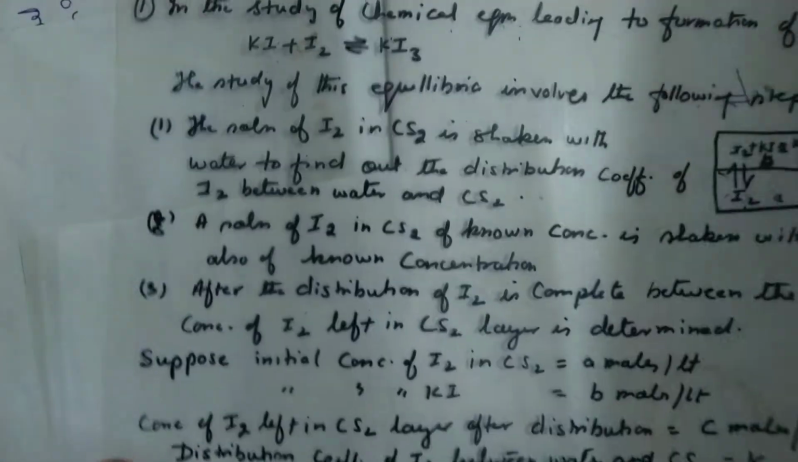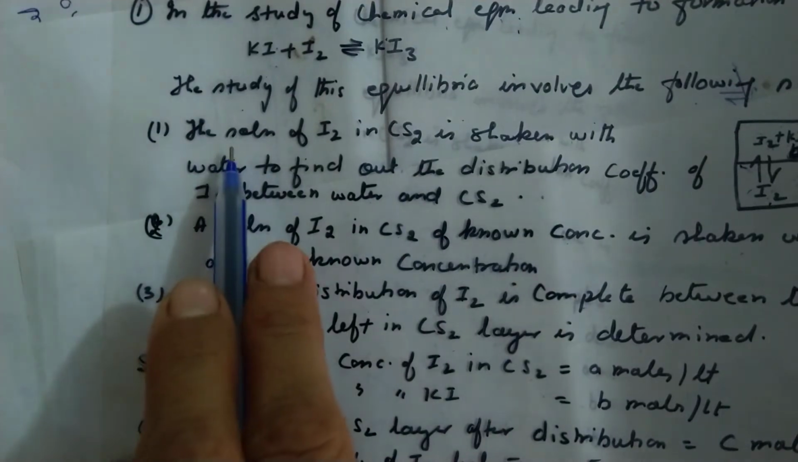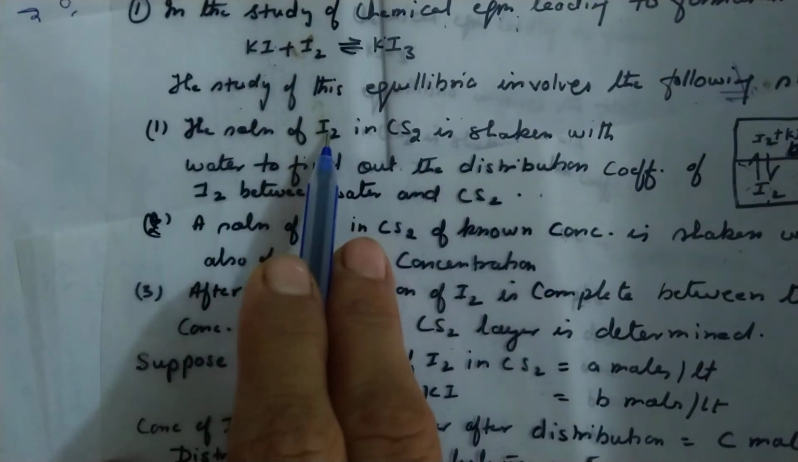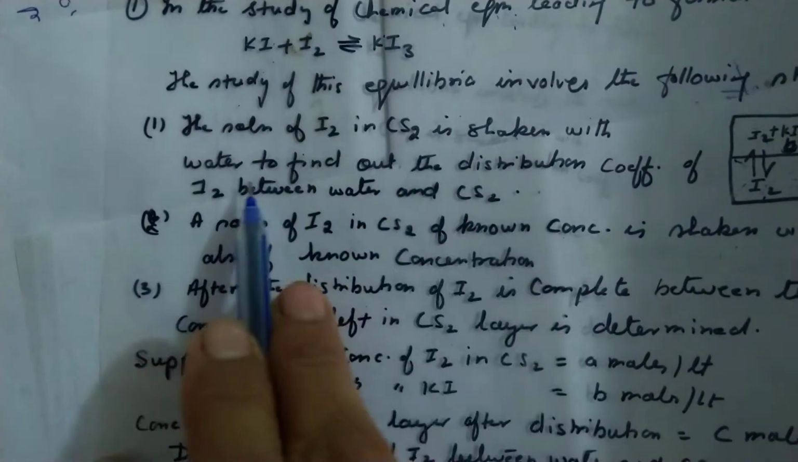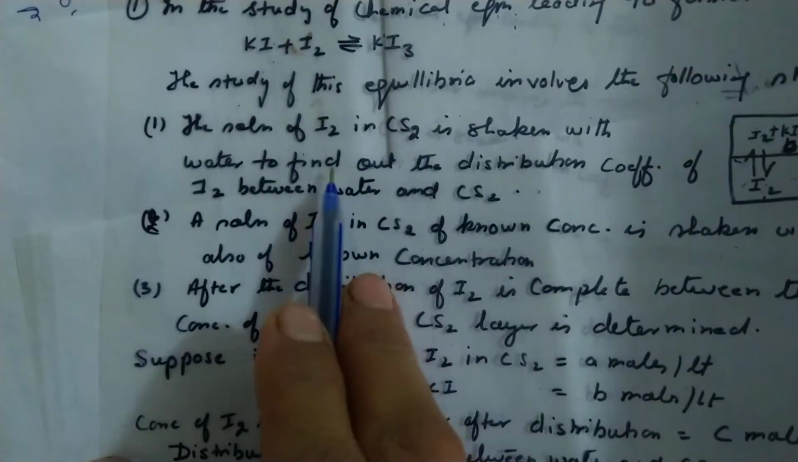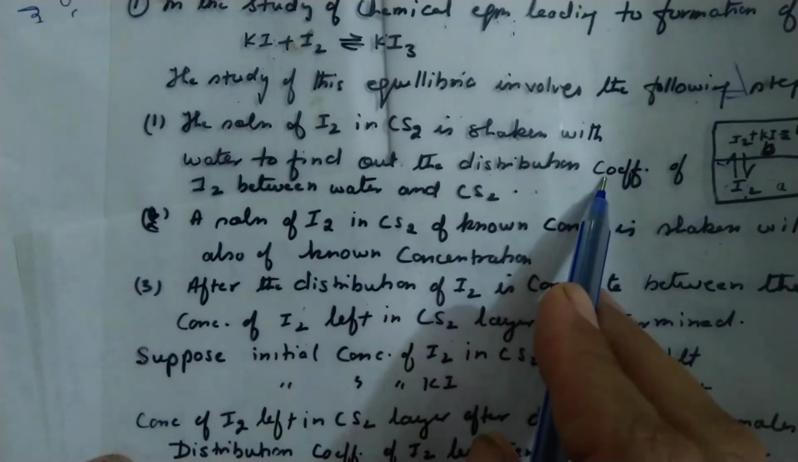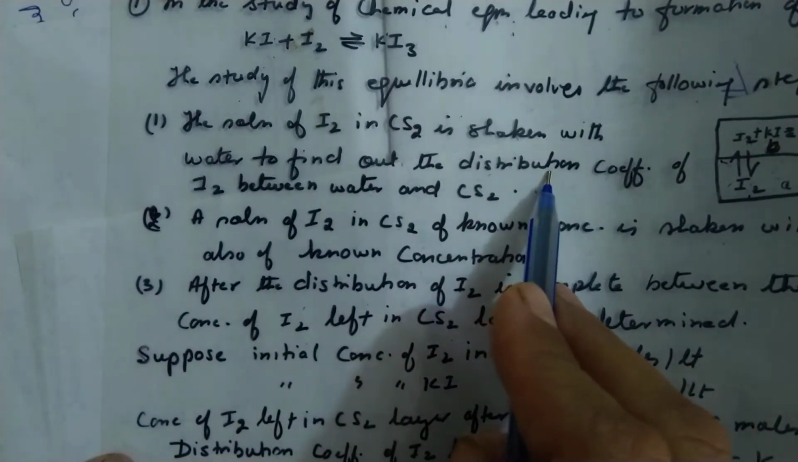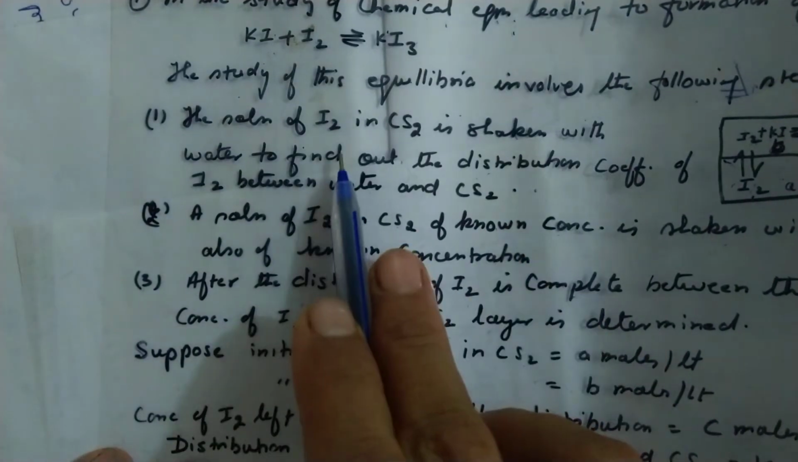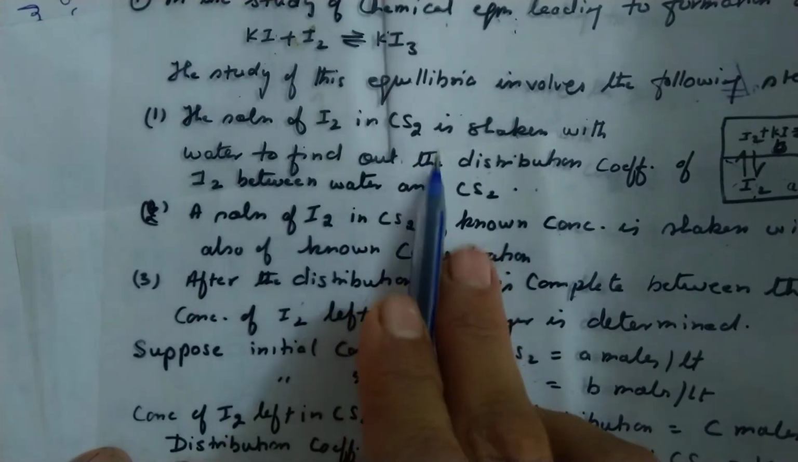So I have told you earlier that you have to do 3 experiments. First, the solution of iodine in CS2 is shaken with water. Take iodine, water and CS2, shake, so that we can calculate K, the distribution coefficient, because I need K for the practical. So this is the first step you have to do. First, calculate K, the distribution coefficient.